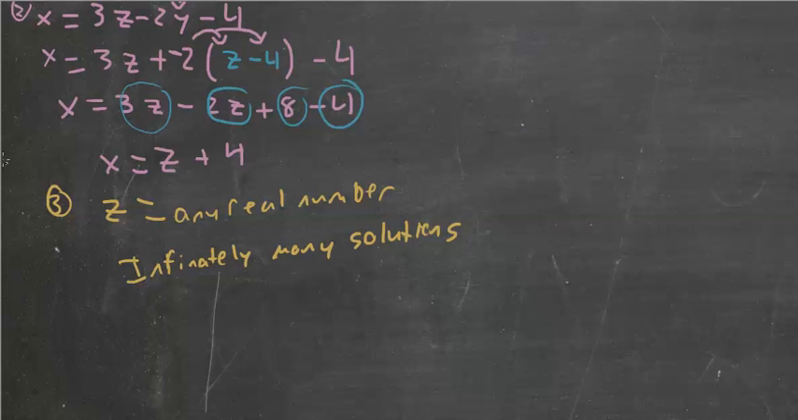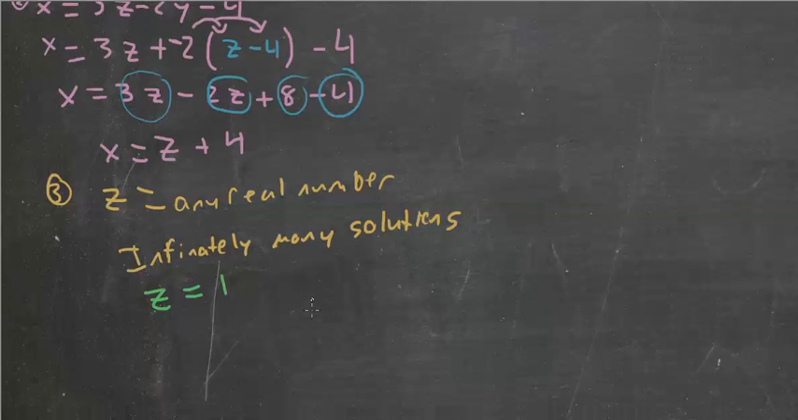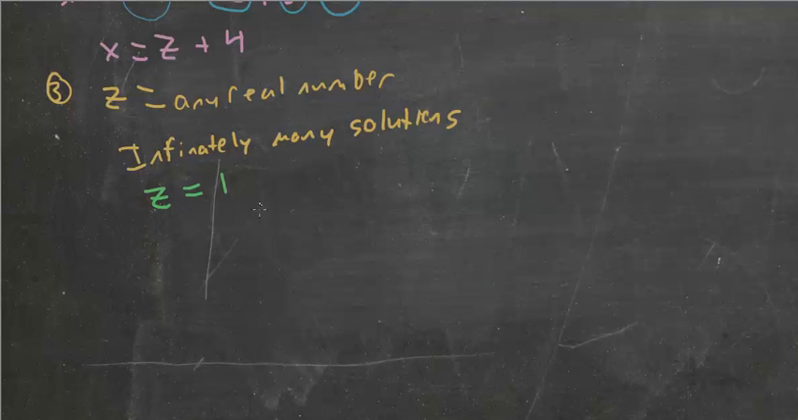What does this mean? Let's say I plug in z equals 1. In this case, you can double check me on it, it's going to be z equals 1, x equals 5, and y equals -3. And I can just keep plugging in values for z equals 2, and so on and so forth. You can just keep going, and the answers will just follow. There's no end to it.